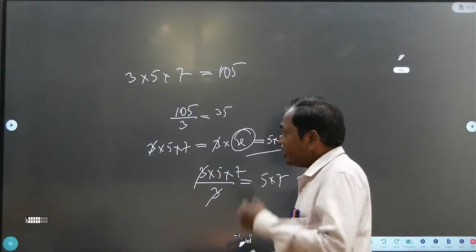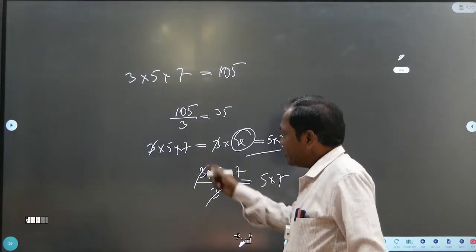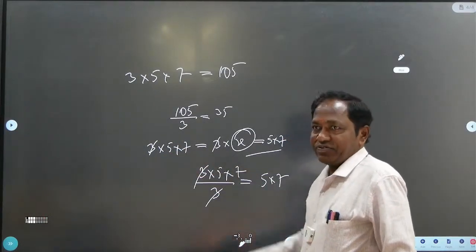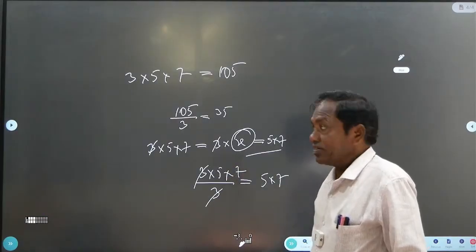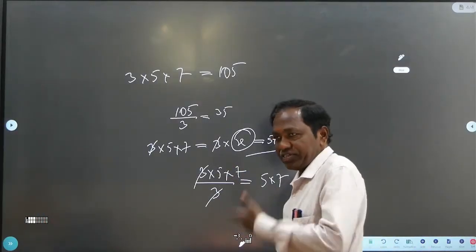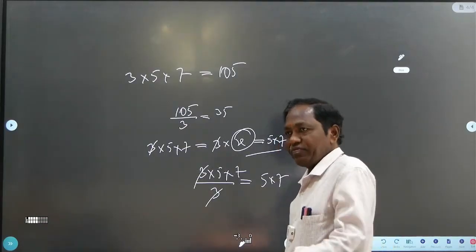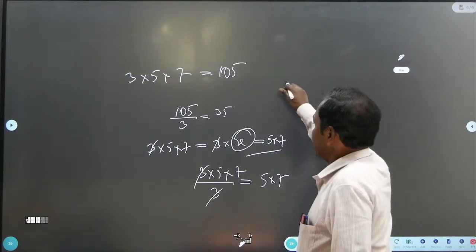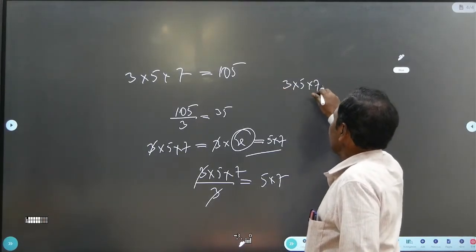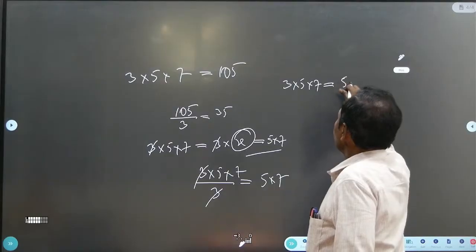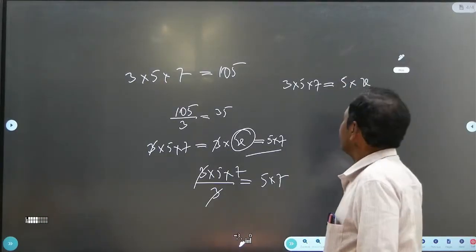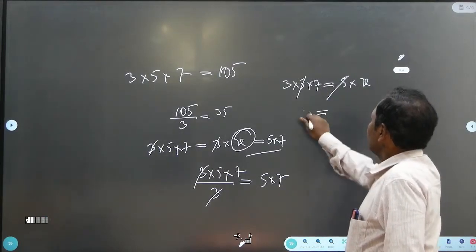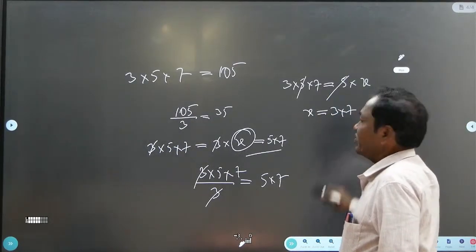Whenever you see an equation with an equality sign, you can cancel left versus right. Even with ratios, whenever you see ratios, it gets cancelled, left hand side versus right hand side. In the same way, take 3 into 5 into 7 equals 5 into x. 5 and 5 get cancelled here. What is the x value? x equals 3 into 7, 21.